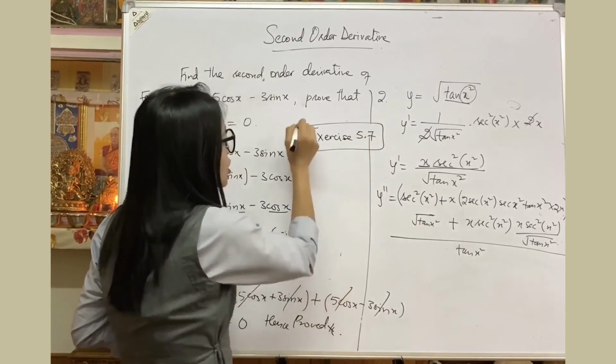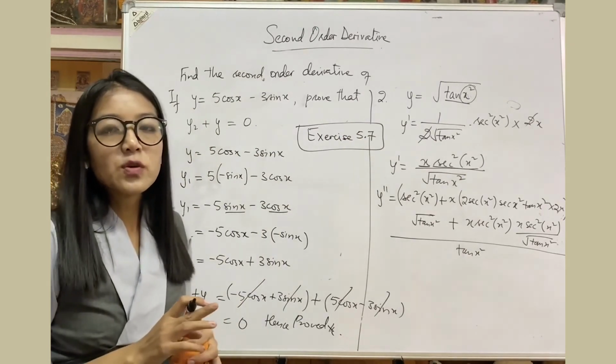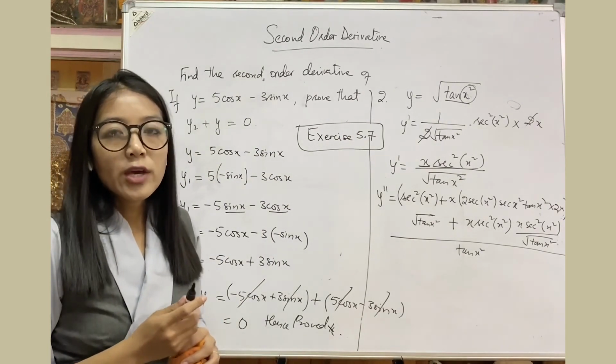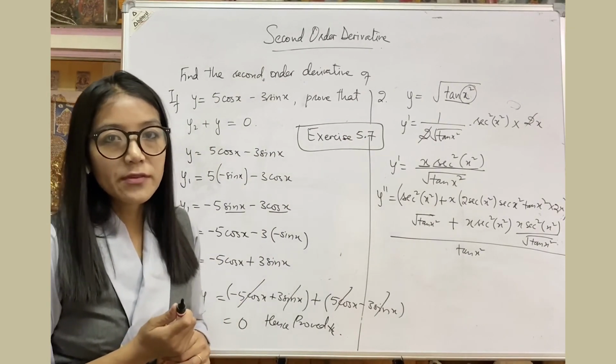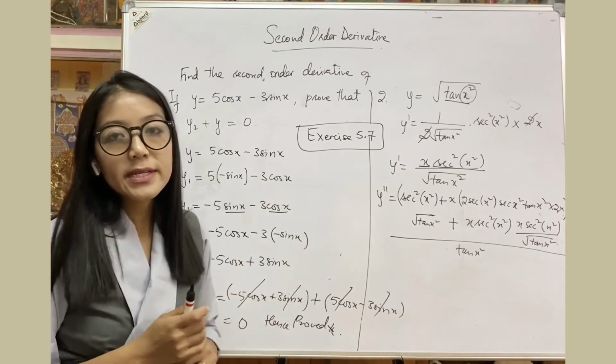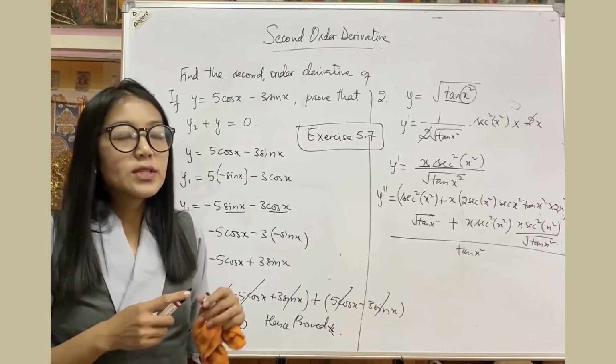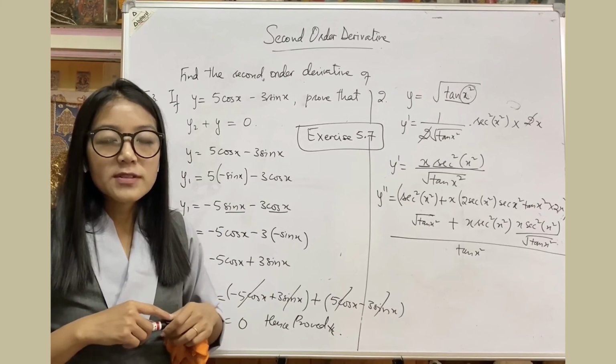So to clarify the concept of second order derivative, you will do exercise 5.7. This is a small exercise with a few questions where you have to find the second order derivative. Today you will complete this exercise. This is the second last topic of this chapter.